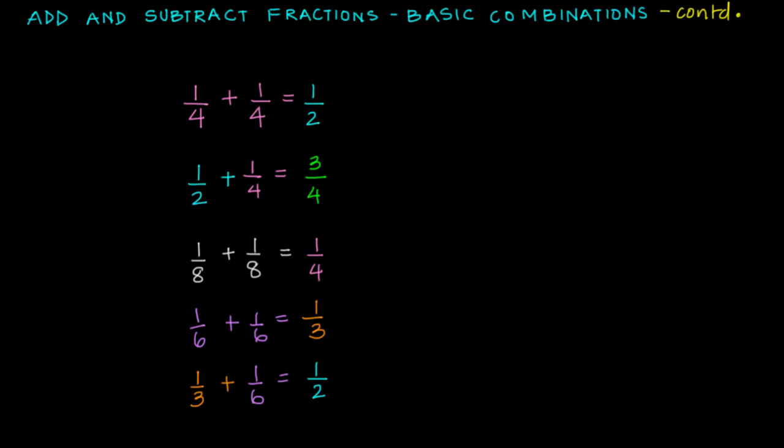In this video, we'll do some more problems on adding and subtracting fractions using our basic combinations. So let's review the basic combinations. 1/4 plus 1/4 equals half. Half plus 1/4 equals 3/4. 1/8 plus 1/8 equals 1/4. 1/6 plus 1/6 equals 1/3. And 1/3 plus 1/6 equals half.